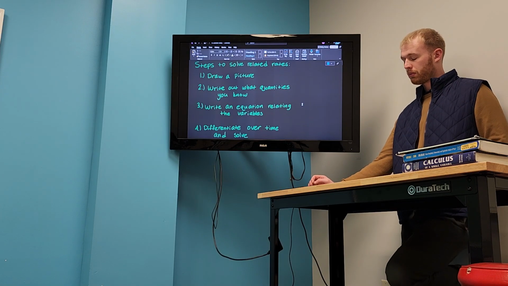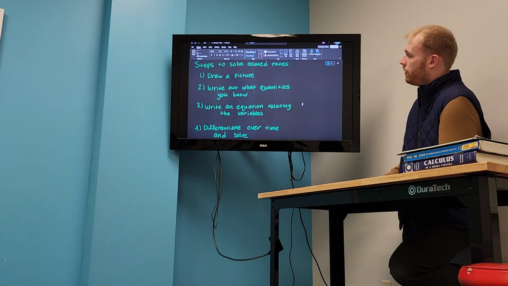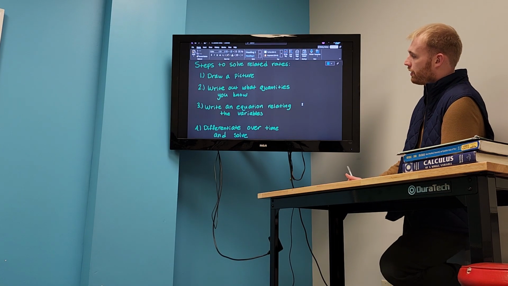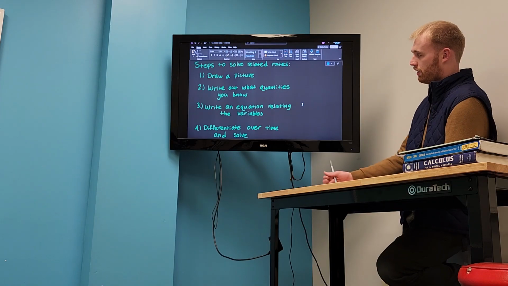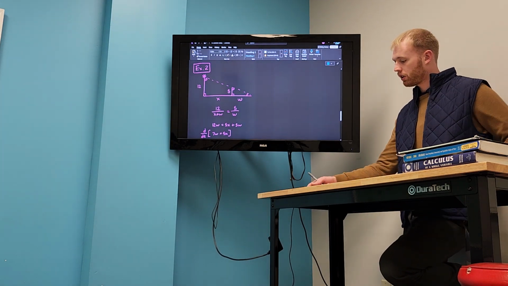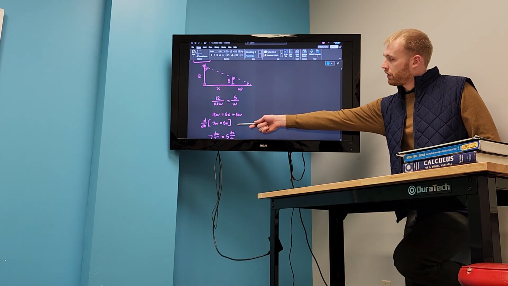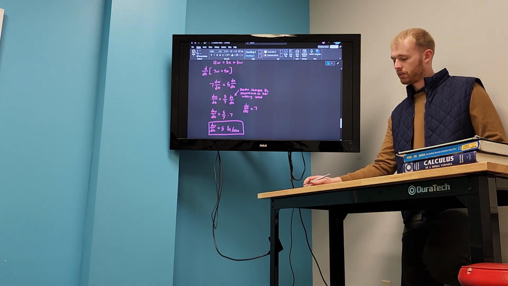We did all these steps when we did our problems last week on Friday. We would draw a picture, we wrote out what we knew, we made an equation that related the variables, and then we just differentiated and solved for what we wanted to know. So if we went back, there's our picture. We made an equation relating all the variables, we differentiated with respect to time, and then we solved.